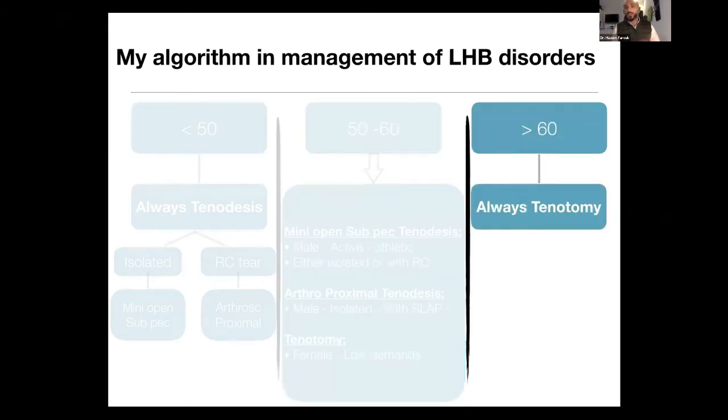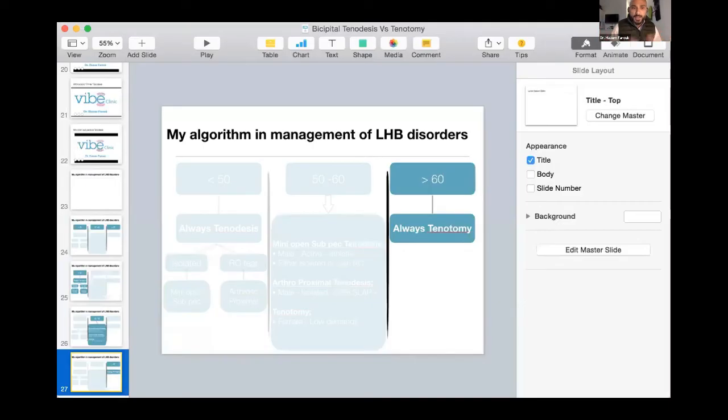But I always do tenotomy in more than 60 cases, and I warn my patient that Popeye deformity might be a problem and sometimes cramps, but usually in the old age, they are happy and these complications are well tolerated by the patient. This is my algorithm, and this is my final say about the long head of biceps tendon, and I'm ready to have your questions and have your experience as well to guide me and counter argue with me about this long head of biceps. Thank you very much.